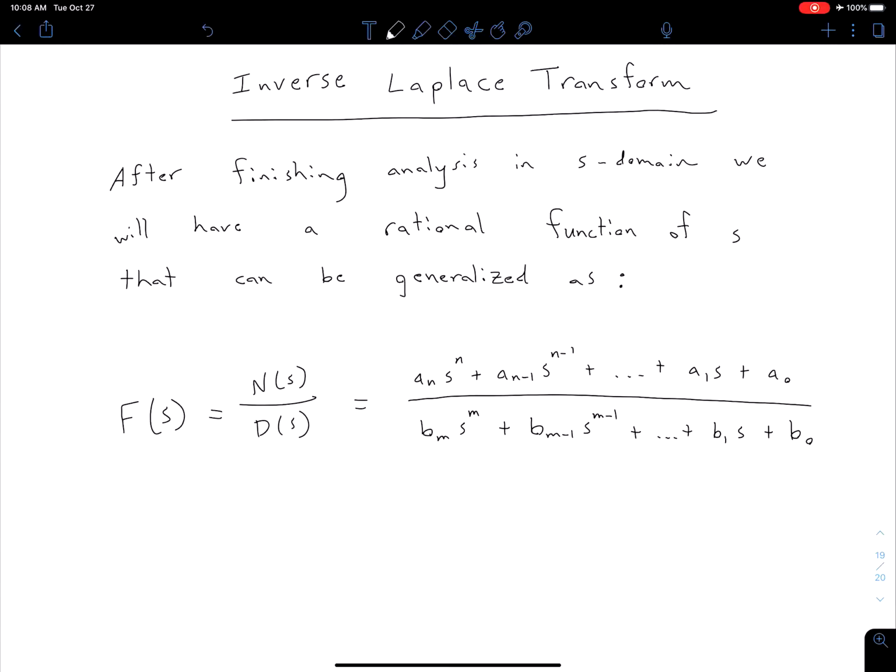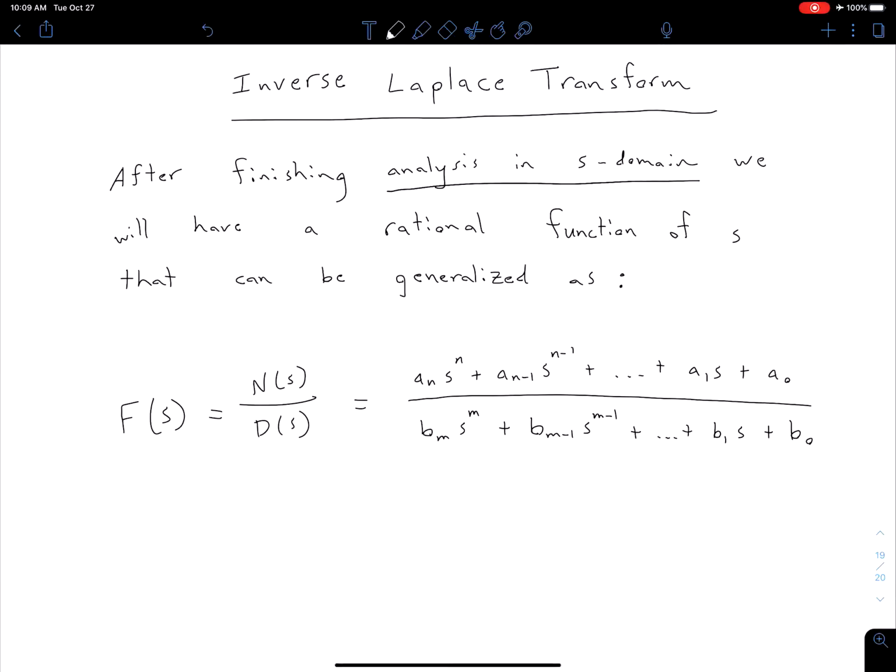Now that we've seen a couple examples of how to take the Laplace transform, we want to focus on how to take the inverse Laplace transform. So taking a step back and reminding us of our process here, we're transforming to the S domain. We're going to do all of our analysis in there because remember we're going to be doing algebra instead of calculus. And once we finish our analysis, we're going to transform back to the time domain to have our final solution in time.